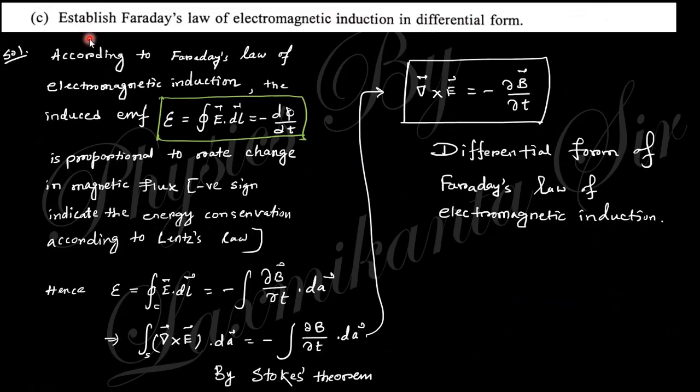Next question says: establish Faraday's law of electromagnetic induction in differential form. According to Faraday's law of electromagnetic induction, we know epsilon, the induced EMF, is the closed line integral of E dot dl, that is the line integration of the electric field, equal to minus d phi by dt. This is the magnetic flux change, right? The negative sign indicates the energy conservation according to Lenz's law. So epsilon equals this.